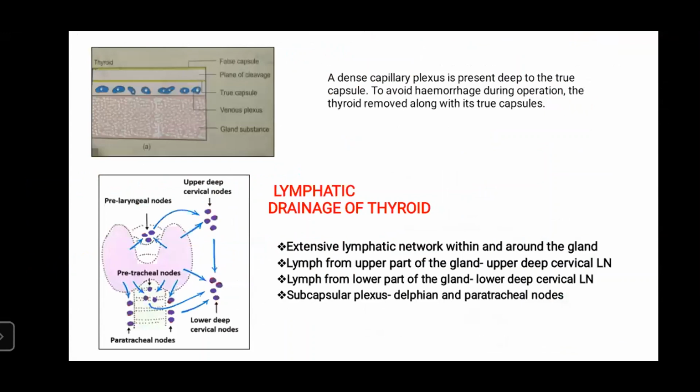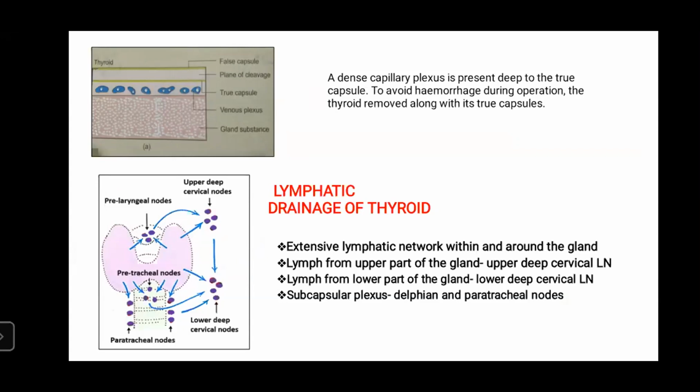There is a dense capillary plexus present below the true capsule of the thyroid, which can get damaged during thyroidectomy. So to avoid hemorrhage during operation, the thyroid is removed along with the true capsule of the thyroid.